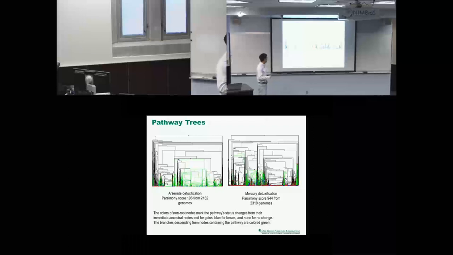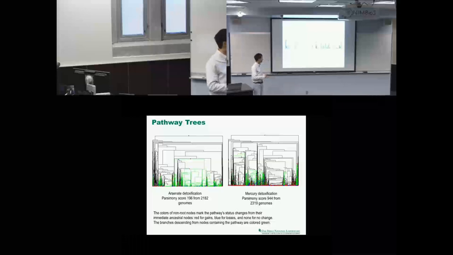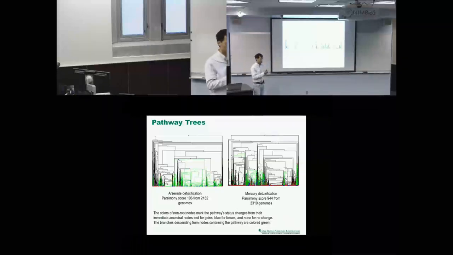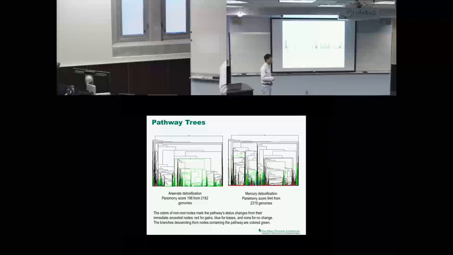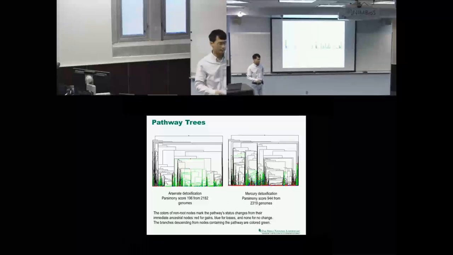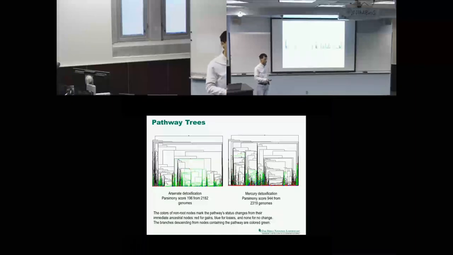On the other hand, this arsenate detoxification went through a much smaller number of gain and loss events. So this is probably more indicative of defining this taxon in this certain clade. If you take this number divided by this number, this will tell you the retention index. The higher retention index means it's more prone to horizontal transfer. Lower one means it's more sticky in the evolution.